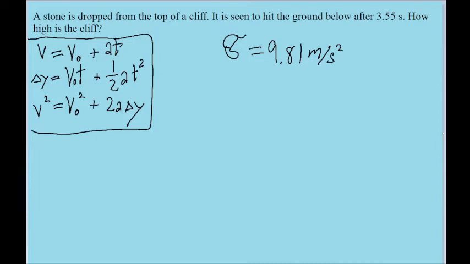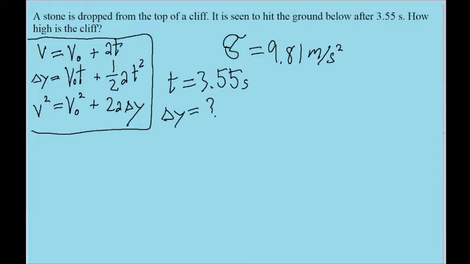situations of constant acceleration. Now, we're told that a stone is dropped from a cliff and lands after a time of 3.55 seconds. And we want to find the height of the cliff. So what this is basically asking is how far the stone travels down, assuming it's dropped from the top of the cliff. So since we're assuming constant acceleration, we'll want to use one of these three equations here.